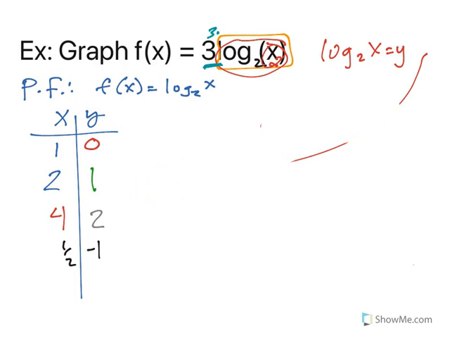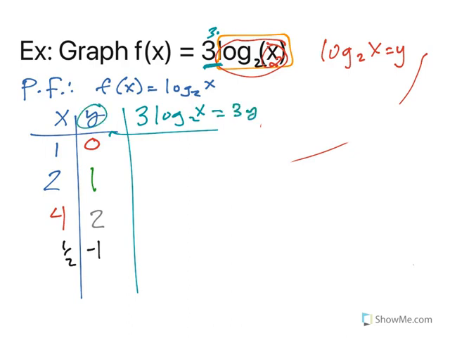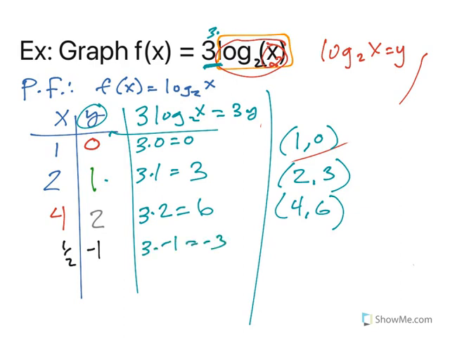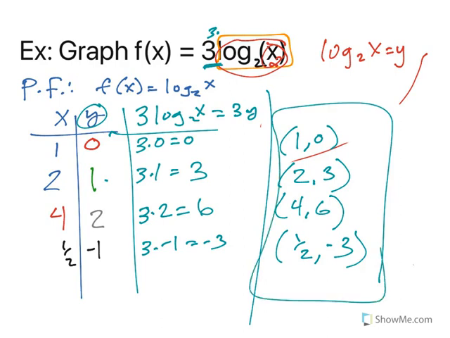So we're going to add another line, and we're going to say this is 3 log of x base 2, or 3 times this y value. So 3 times 0 is 0, so that first ordered pair will be 1, 0. Then I take 3 times 1, which is 3, so that ordered pair will be 2, 3. Then I take 3 times 2, which is 6, so I get 4, 6. And 3 times -1 is -3, so that ordered pair will be 1/2, -3. So these are the 4 ordered pairs that are going to make up my graph.